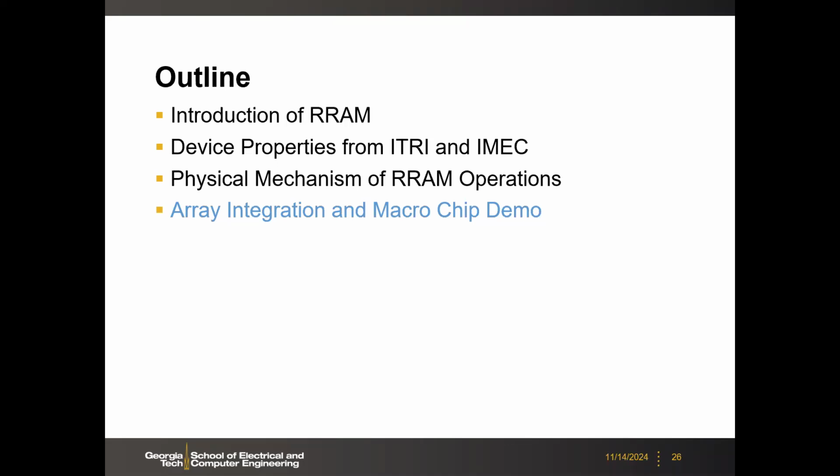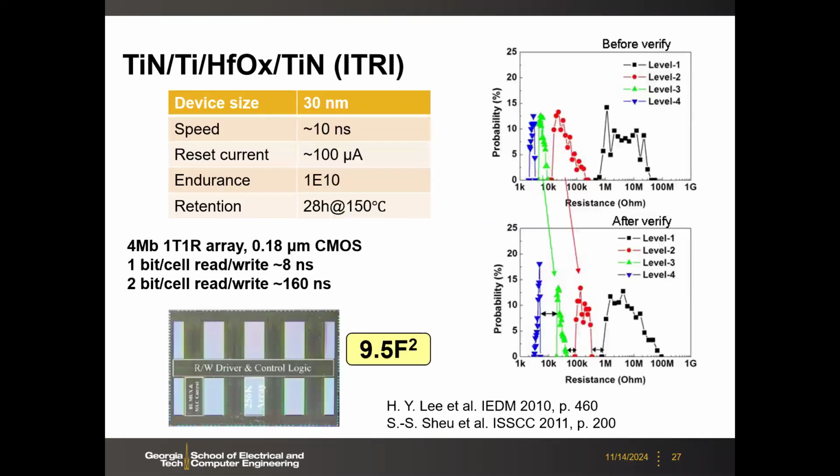Okay. So first, material and device physics, individual device optimization, and then measuring the key properties like endurance and retention. After that, people move to the array level integration. But even before that, I mentioned that ITRI was the first pioneer to demonstrate the hafnium oxide RRAM. Then 3 years later, at ISSCC 2011, ITRI demonstrated the first RRAM prototype chip, based on their technology.